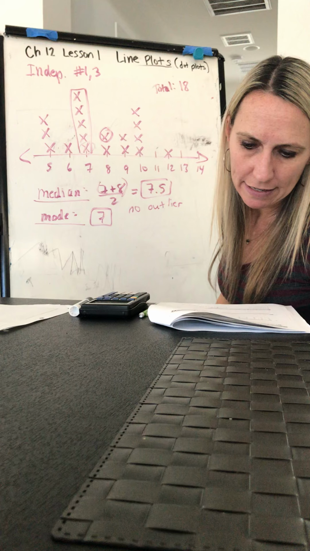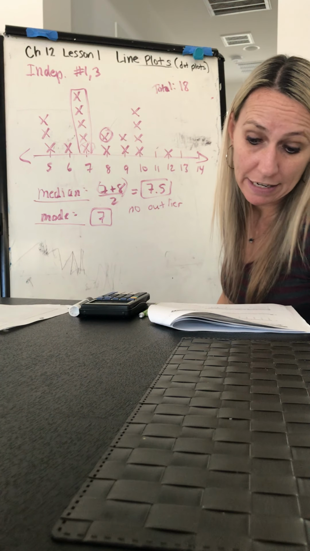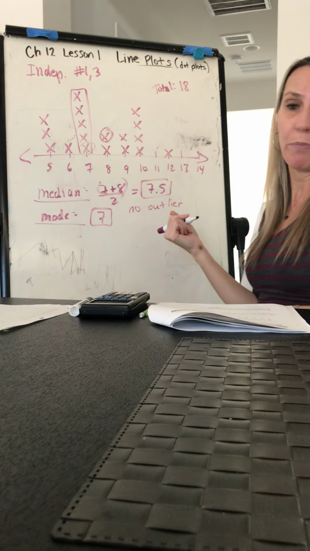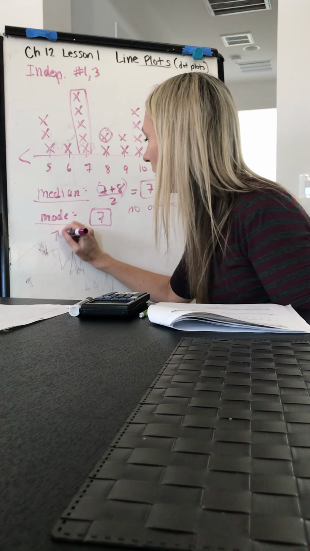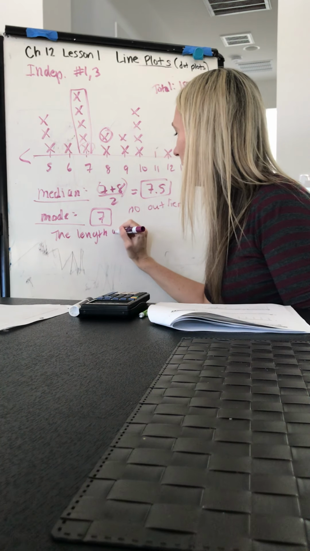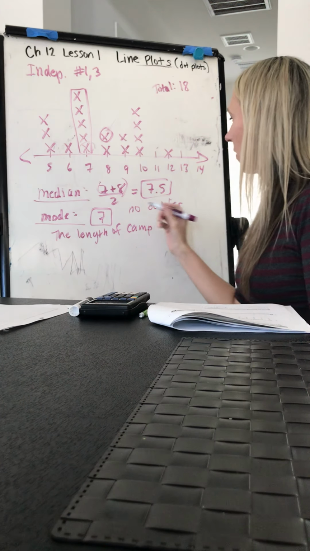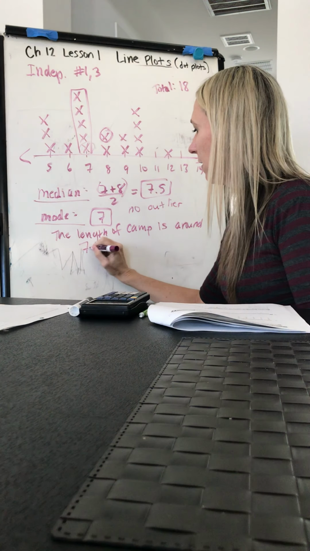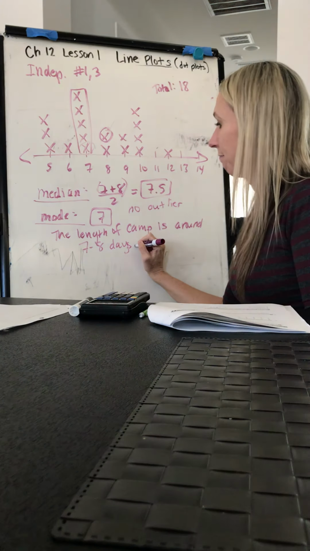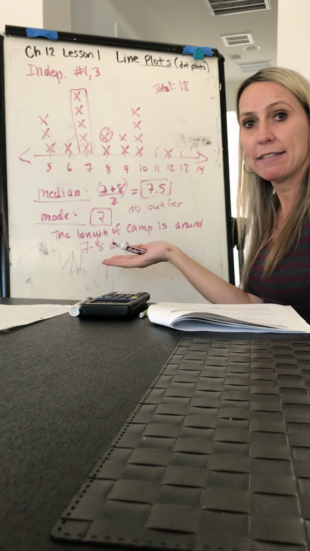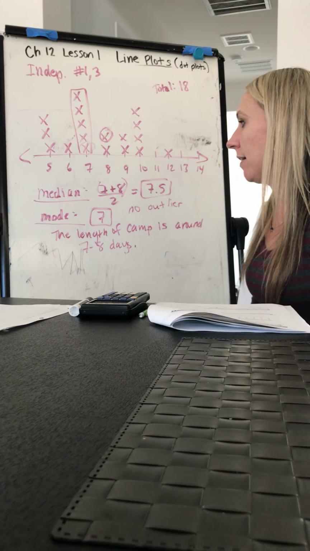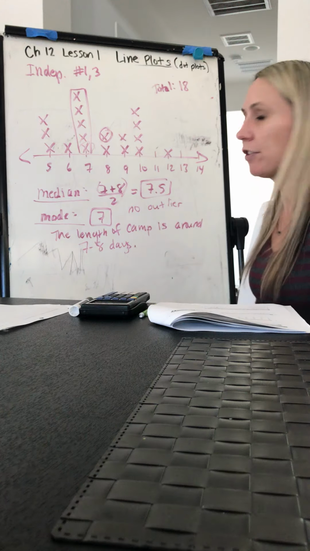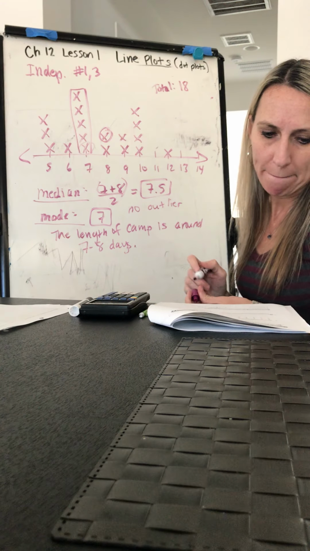Okay. And then it says describe the data using them. So I would just say the length of summer camp, which is what this is. So you could say the length of summer camp is around 7 to 8 days. And then you could say it's mostly 7, and the middle is around 7.5. So something like this, any kind of conclusion is good. Okay, so that's number 1.